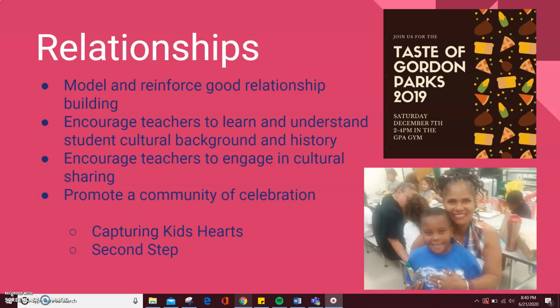Two practices we do at my school are Capturing Kids' Hearts and Second Step, which help facilitate social and emotional outlets for students. The pictures I've included show two community engagement projects we do at our school. One is Grandparents' Day, where grandparents can come and have lunch with students and share their stories and background. The other is Taste of Gordon Parks, an event where families can bring traditional dishes from their family to share with the rest of the school and build a community.